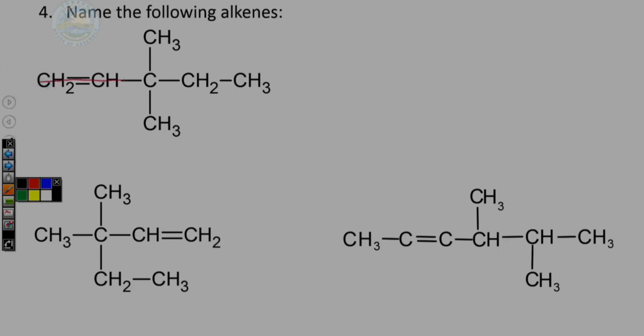1, 2, 3, 4, 5. Okay, so that's 5. If I had gone this way, I would have gone 1, 2, 3, 4. All right, and I don't want that. That's a lower number. I don't want that one. So this is my longest chain. So if it's my longest chain, I am now going to call this one 1, 2, 3, 4, 5. It's going to be pentene, but it's going to be 1-pentene. 1-pentene. All right. 1-.